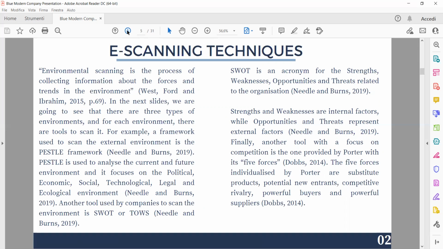Finally, another tool that focuses on competition is the one provided by Porter with its 5 forces. The 5 forces are substitute products, potential new entrants, competitive rivalry, powerful buyers, and powerful suppliers.